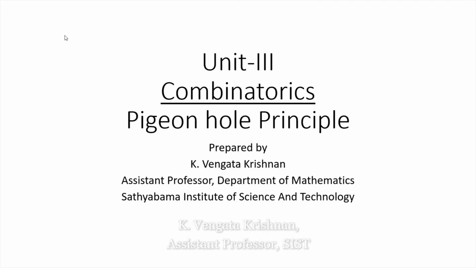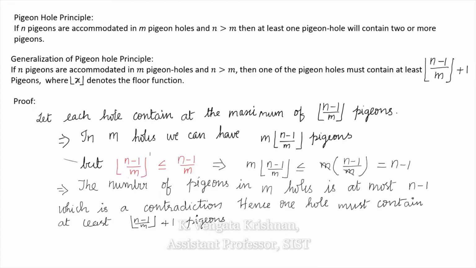Dear students, so far in Unit 3, we have discussed permutation and combination. As a next topic in this lecture, we will learn the statement of the pigeonhole principle and the generalized statement of the pigeonhole principle, and also the statement of the inclusion and exclusion principle. Now let's understand the statement of the pigeonhole principle.